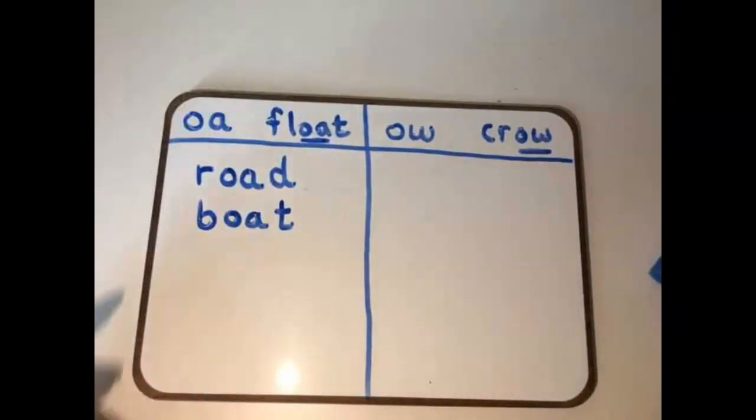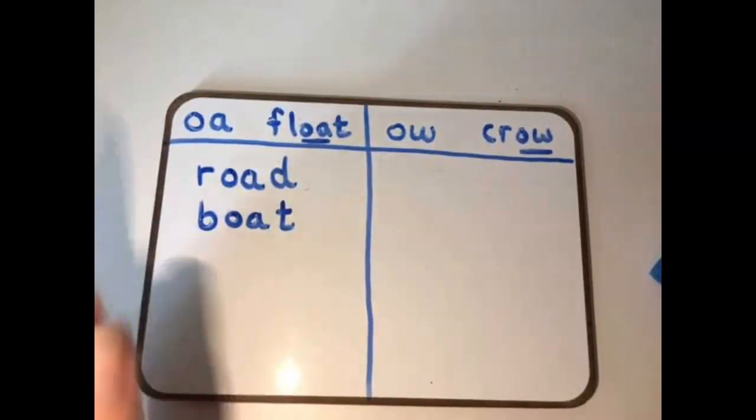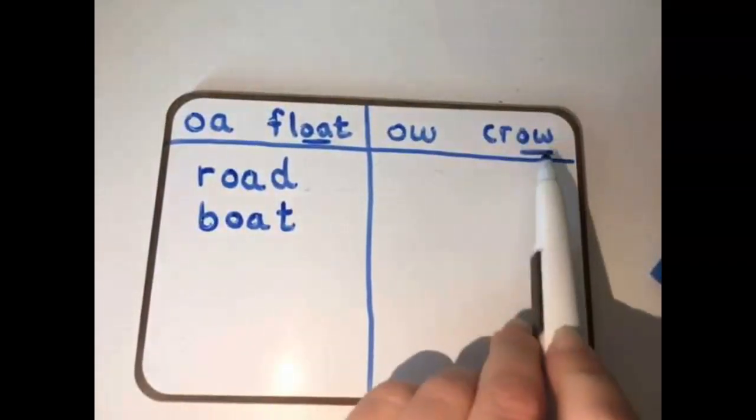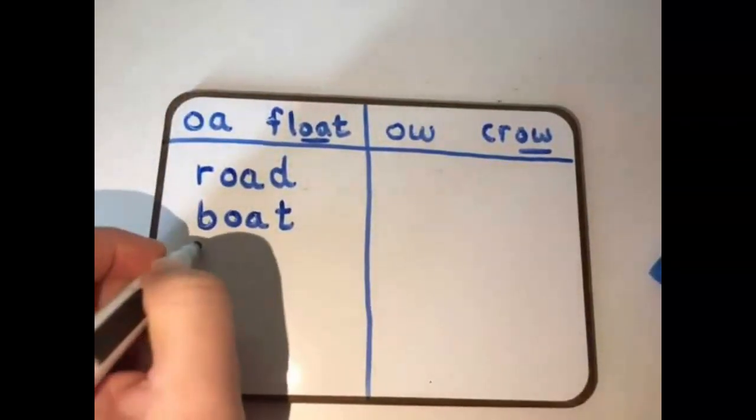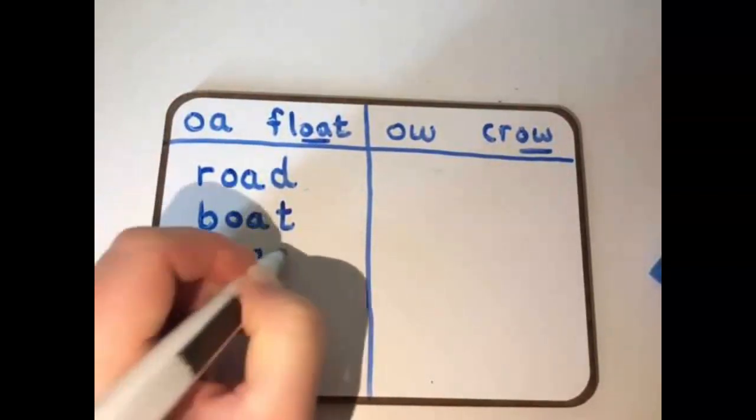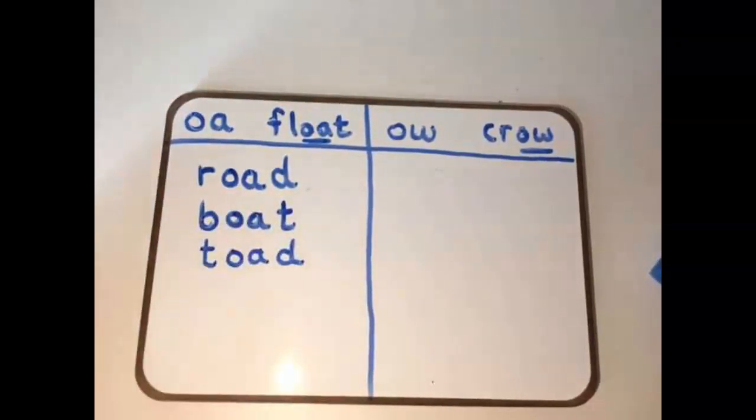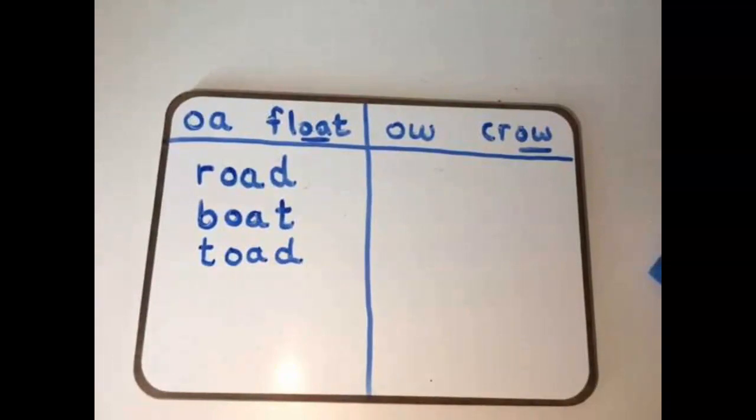Okay, let's think about toad. T-O-D. Well, the O sound is not at the end because I hear D at the end. It's in the middle. Let's try it here. T-O-D. Does it look right? Yes. Toad. All right. Next word.